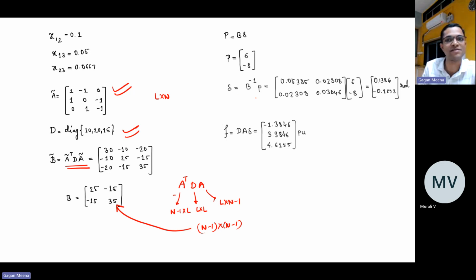Then take the inverse, multiply it by the P vector. You will get this delta. Then this we already know, D into A into delta. So the A matrix is this reduced by removing one column. So this is L cross n minus 1, n minus 1 cross 1, and this is L cross L. Here you can use any A matrix, either full or reduced, but correspondingly delta also has to be full or reduced.